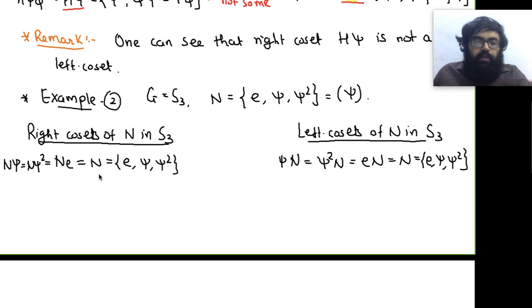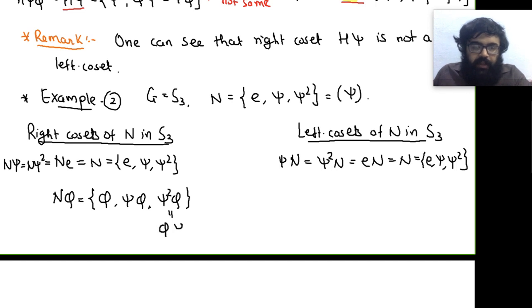And now what about other? So let me take some element which is not here inside. So phi is not there. So let me take N phi. What should be N phi? N phi should be e phi, so that is phi. Then we have psi phi. Now we are multiplying from the right hand side. And then we have psi square phi. What is psi square phi? This is phi psi. Okay. So N phi is this.